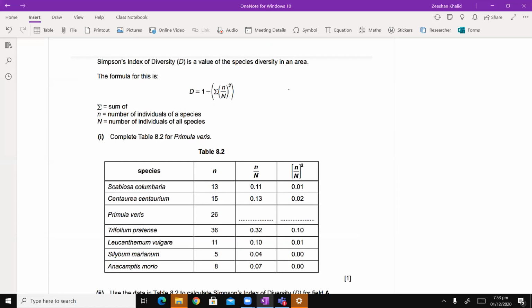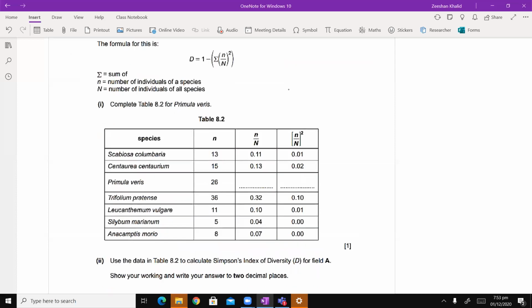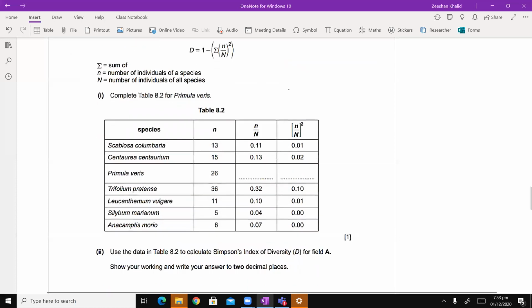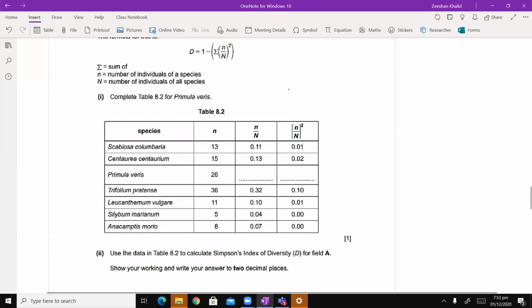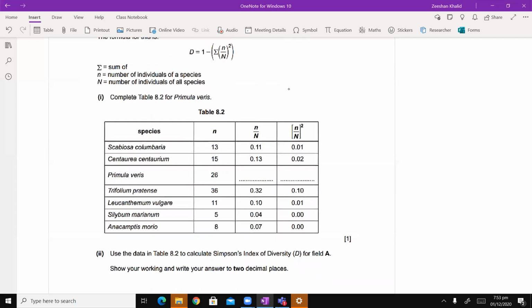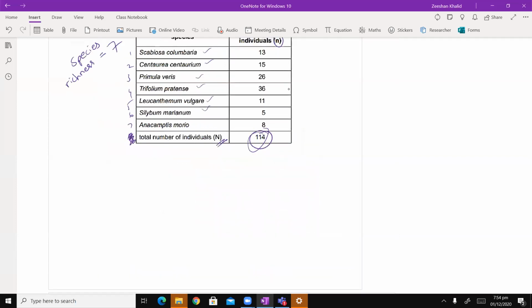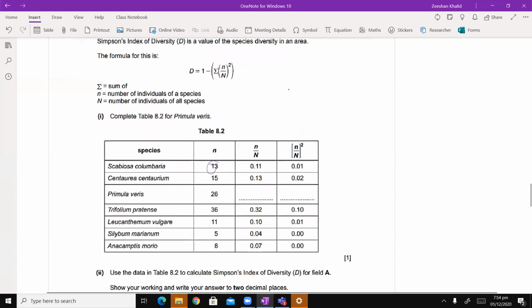It says Simpson's index of diversity is a value of species diversity in an area. Okay, the formula for this is the following summation. He has told what each term represents. Complete table 8.2 for Primula veris. Okay, so a simple calculation has to be done. n is this, and what was the value for capital N? 114.